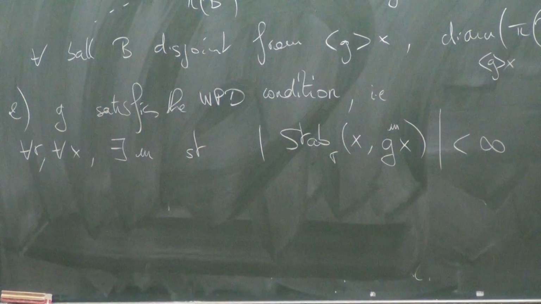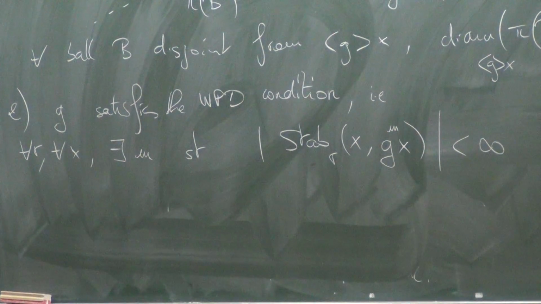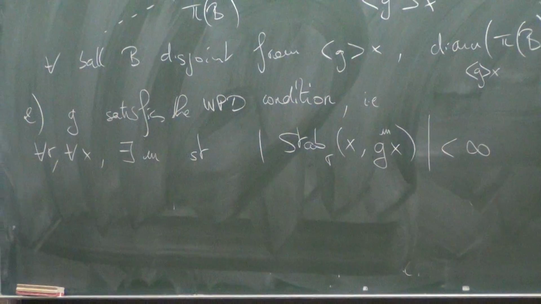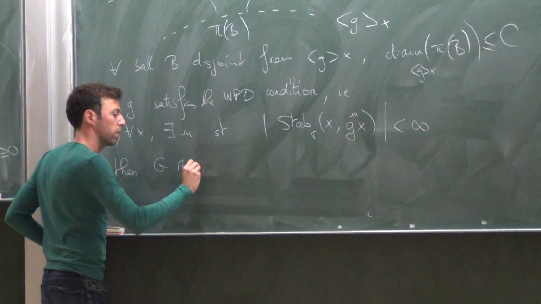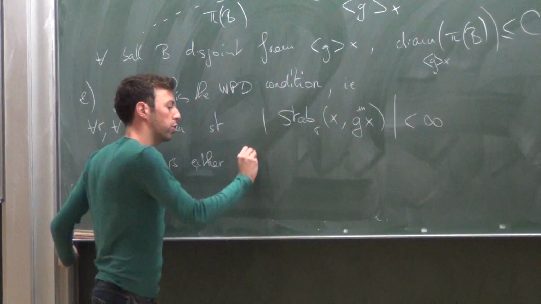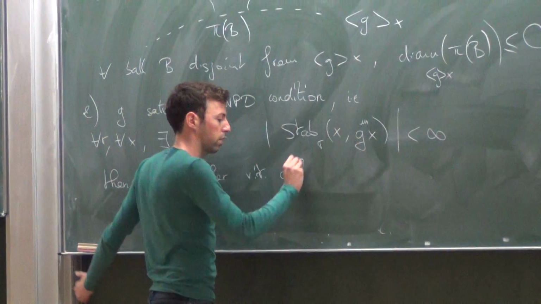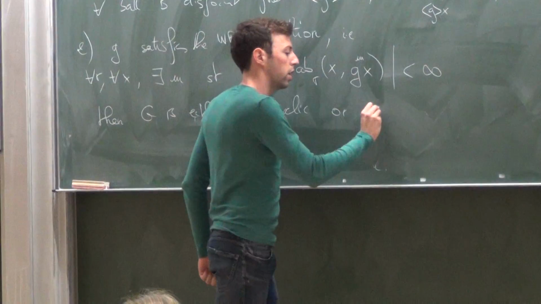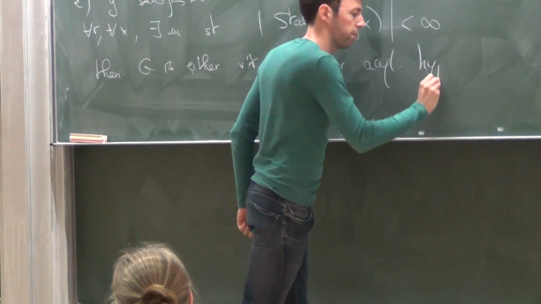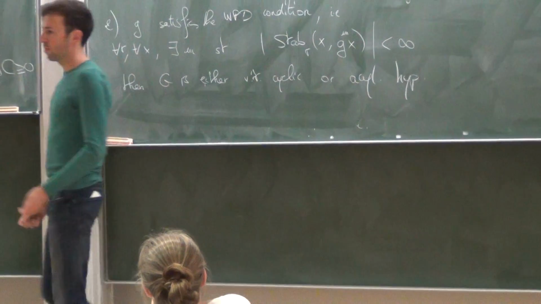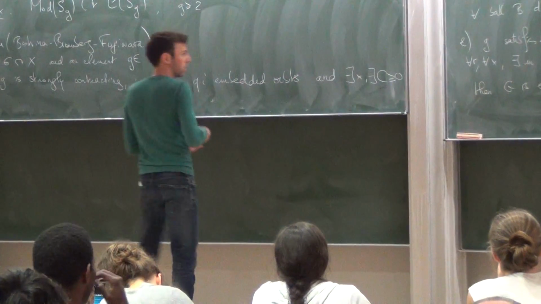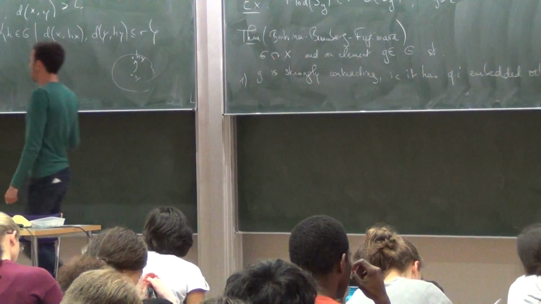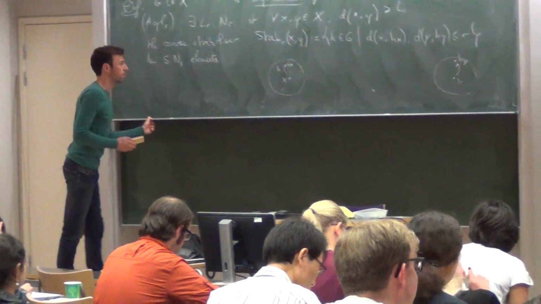So if you have those two conditions, strongly contracting and the WPD condition, then g is either virtually cyclic or acylindrically hyperbolic. So that's a very useful criterion that's been used for many classes of groups, and rather than many more.